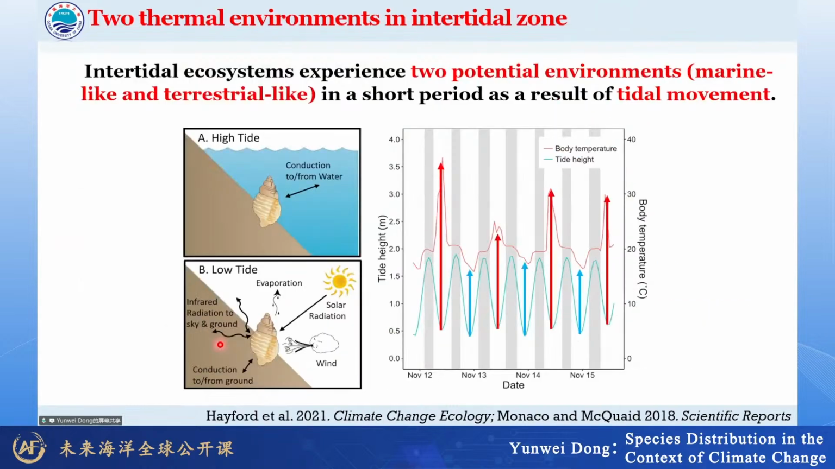And also, as we mentioned, the intertidal zone is covered by water, and sometimes it is exposed to the air. So they experience two potential environments, a marine environment and a terrestrial environment. So it's very dynamic. Sometimes it's submerged by water, sometimes it's exposed to the sun. So the environment is very dynamic.